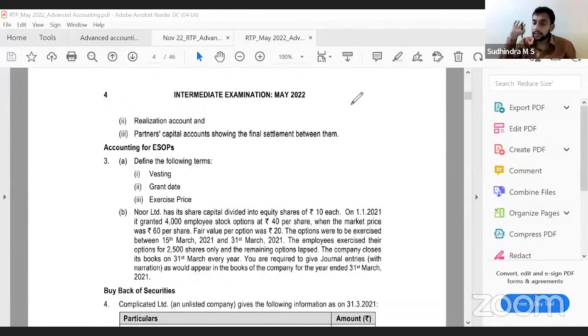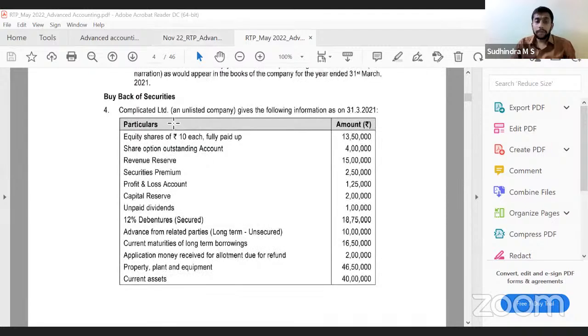Only 3 entries that we have to pass. Employee stock option outstanding, ESOP outstanding account will never come into picture. Right? Simple. Next question. Buyback of securities. Complicated. Limited unlisted company gives the following information.